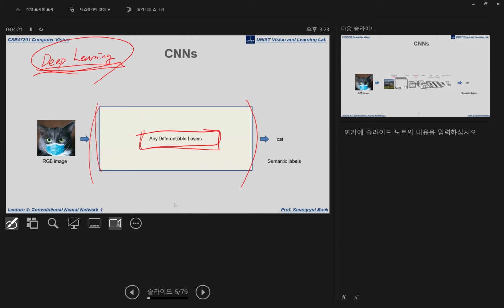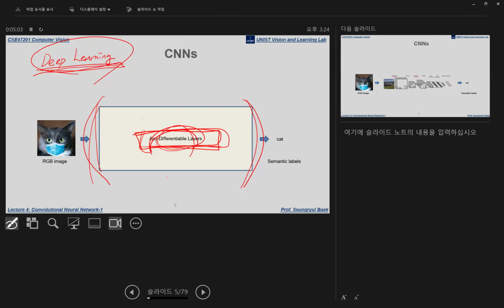This is the essential condition that lets us train the parameters of the entire deep architecture. So if those deep architectures are differentiable, we can train their parameters. One essential condition for being able to train a deep architecture is that it has to be differentiable. I will explain further about that.